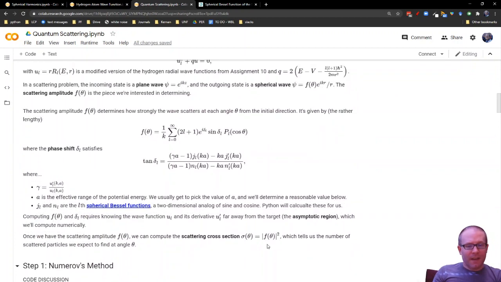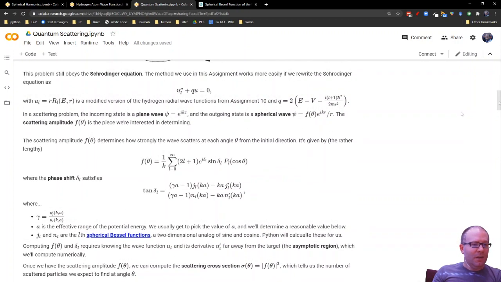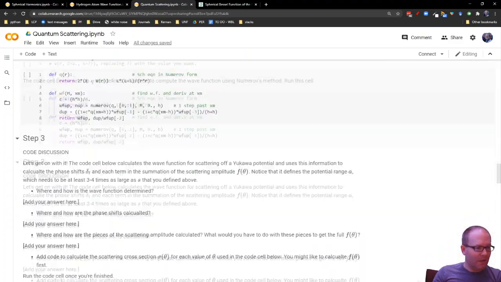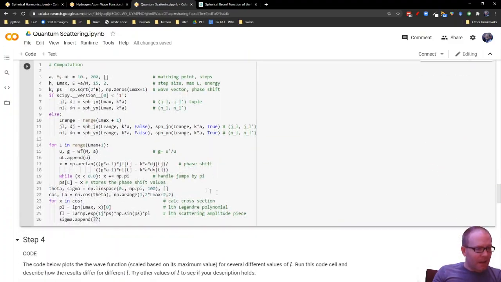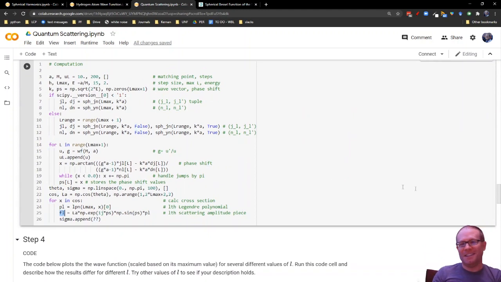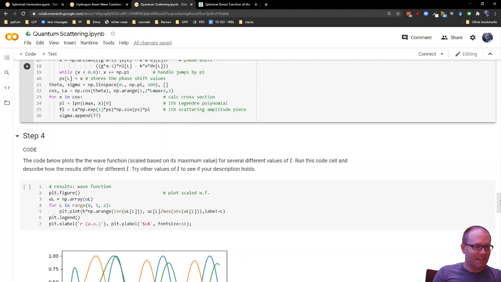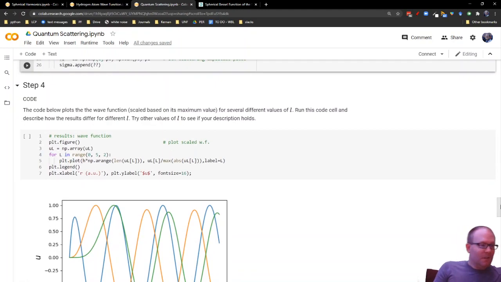So your sigma of theta is equal to the modulus of the scattering amplitude squared. Scattering amplitude you're going to get from this equation over here. So we take the phase shift, turn it into the scattering amplitude F. So let's review where that happens. Yeah, so here you have this FL. This is the L scattering amplitude piece. So your sigma is just going to be this thing squared. Nice and easy.